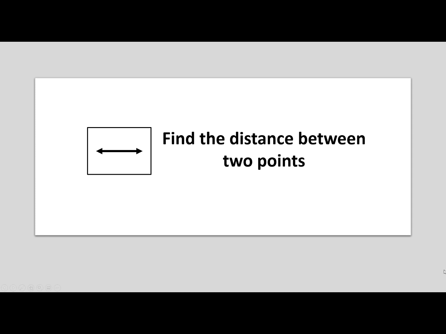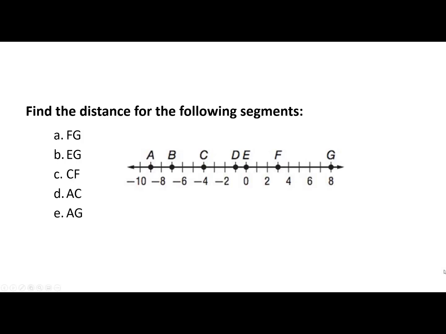Lesson objective: find the distance between 2 points. Here we have a series of line segments. To find the distance for FG, that line segment, we could just count 1, 2, 3, 4, 5. Now in some cases counting the distance between the two is not easy to do, so there is another way that we can do this.